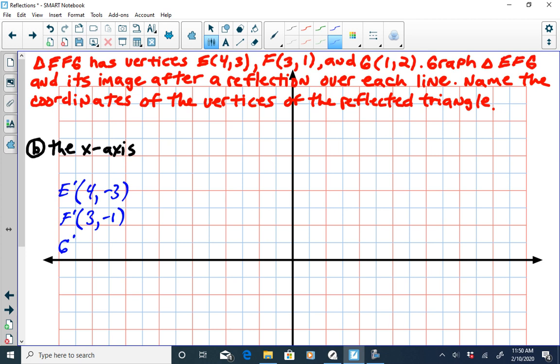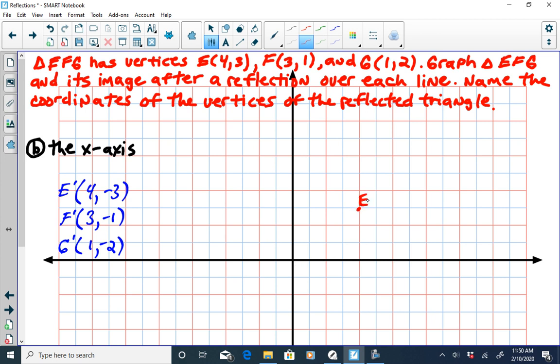And then we have G prime: x value stays the same, y value becomes its opposite. So that looks like that should be our ordered pairs, all right? So let's start with the first triangle. Let's graph it and see what it looks like. 4 comma 3: over 4, up 3.